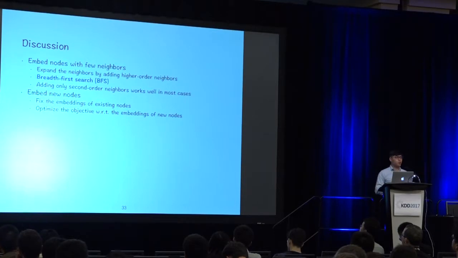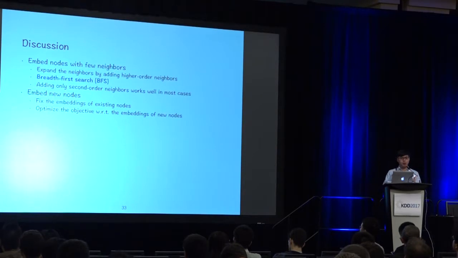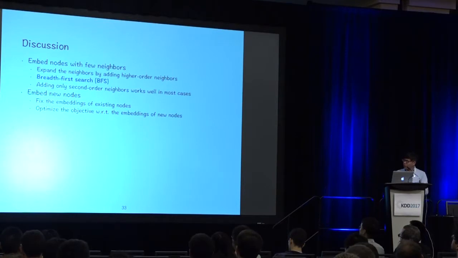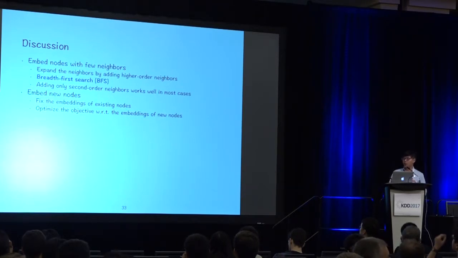There are also some practical issues of node representations. One practical issue is how can we accurately embed nodes with small degrees, right? So we propose to expand the neighbors of the nodes by adding higher order neighbors, for example, neighbors of neighbors. And we use a search strategy called breadth first search. So basically we first add the neighbor nodes, and then we add the neighbors' neighbors. In practice we found that the second order neighbors work pretty well in most cases. So this is one practical issue.